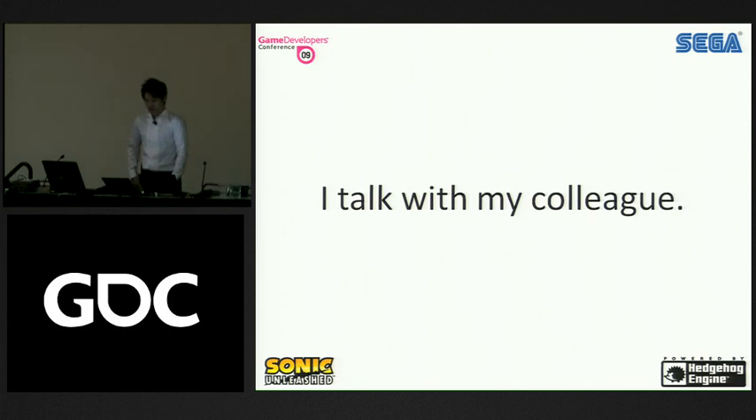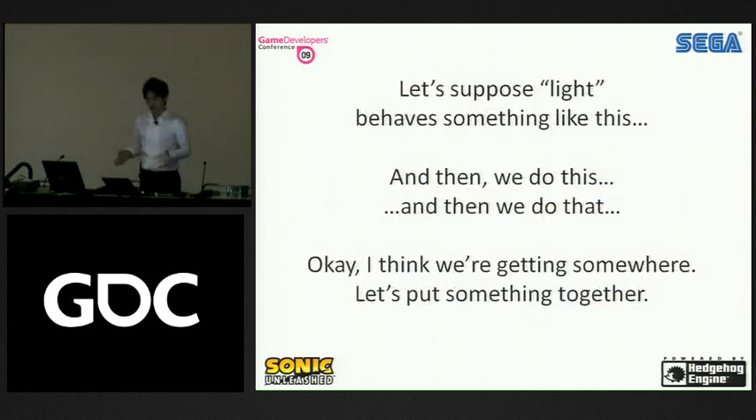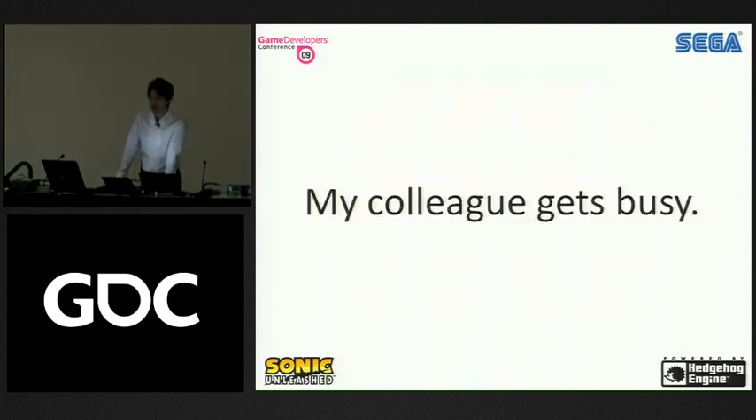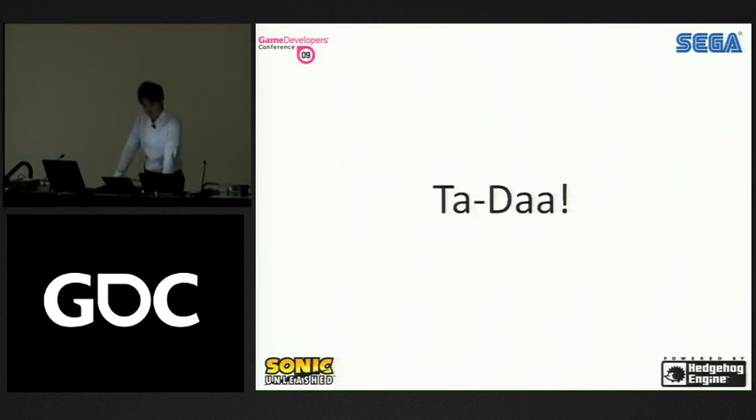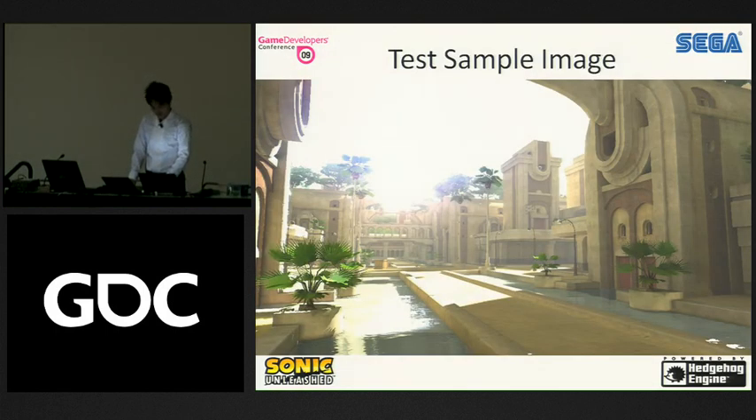First of all, I needed to tell my colleagues what I wanted to do, and we discussed how we were going to be able to do this. We spoke for about 30 minutes about what light is, and he said we do this, and then we do that, and we talked about various things, and he thought, okay, maybe this is doable. So let's give it a try. So my colleagues got very busy. And after 2 months of trial and error, ta-da!